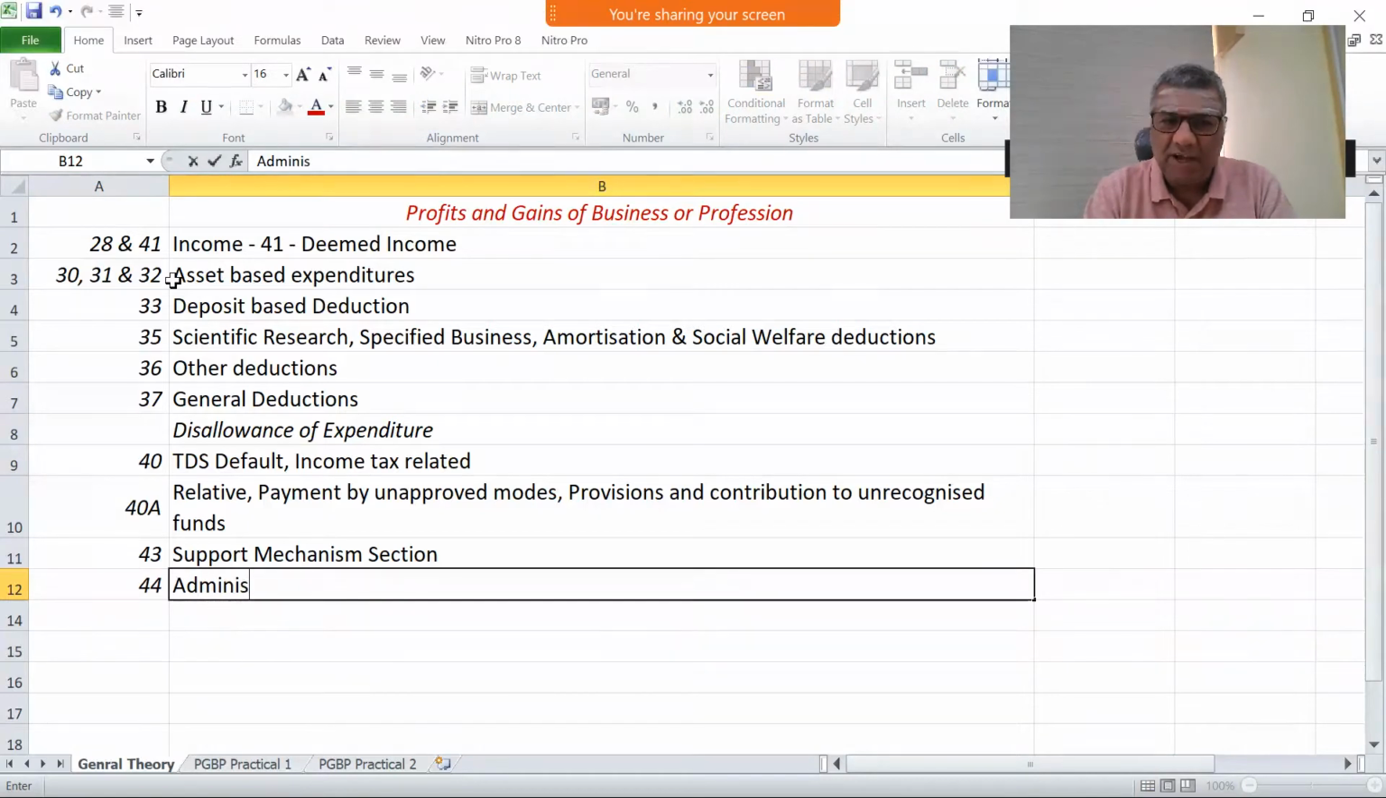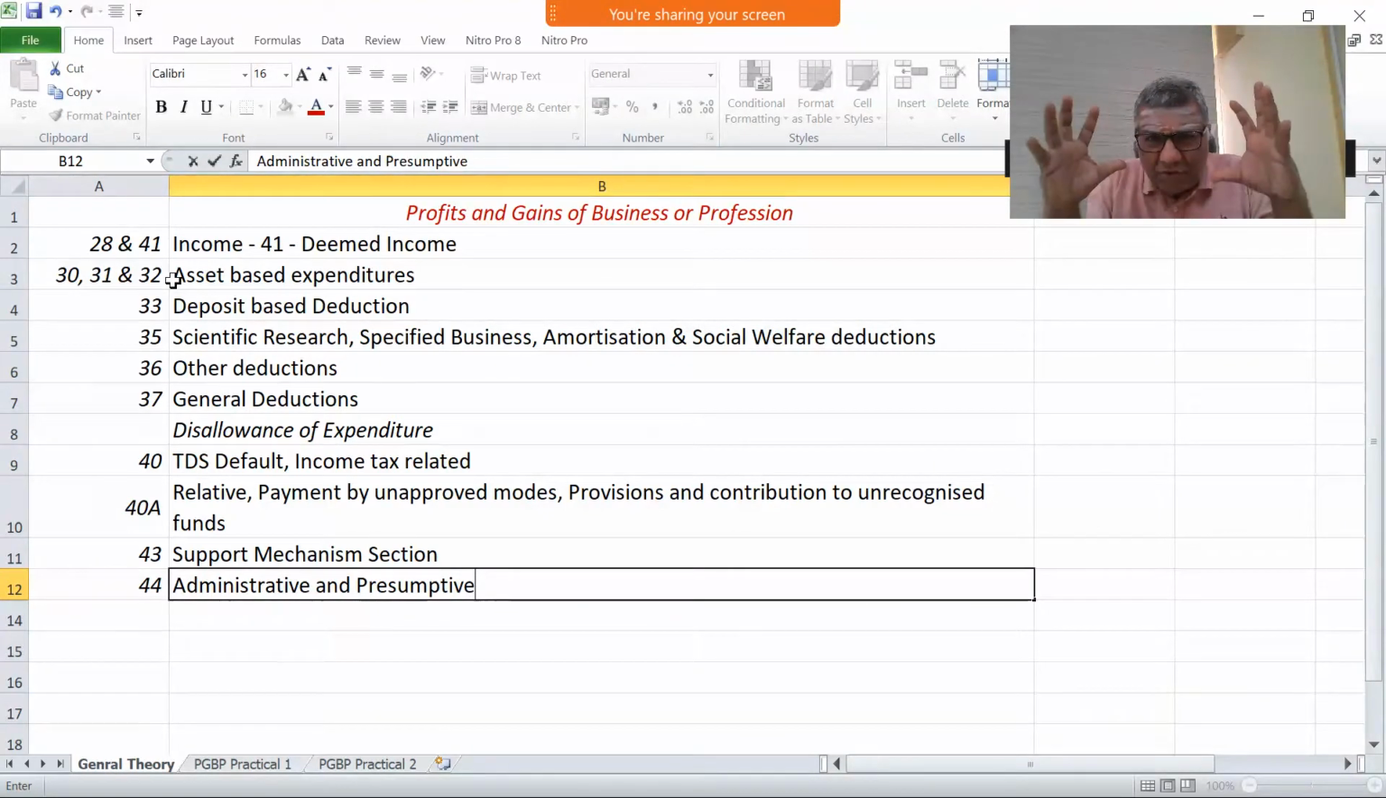44 is administrative and presumptive. Administrative: books maintenance and audit. Presumptive for residents and non-residents. This is the coverage of the 16 sections. Generally, on a broader scale, this is how the law approaches the 16 sections. I can boil it down to 10 sections only, which are of importance.